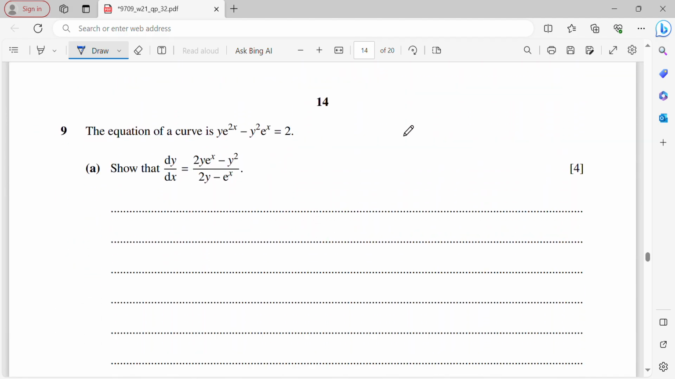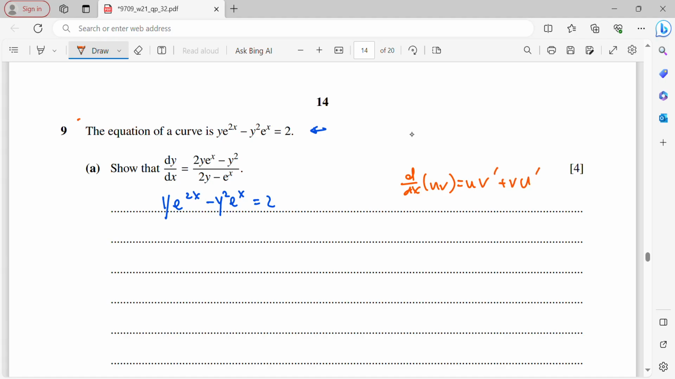Alright, so now question number 9. The equation of the curve is this. Show dy/dx equals this expression. So y e^2x minus y squared e^x equals 2. Now there are two terms. I let this be u, this is v. Okay, I will apply the product rule: d over dx of uv equals u v prime plus v u prime.